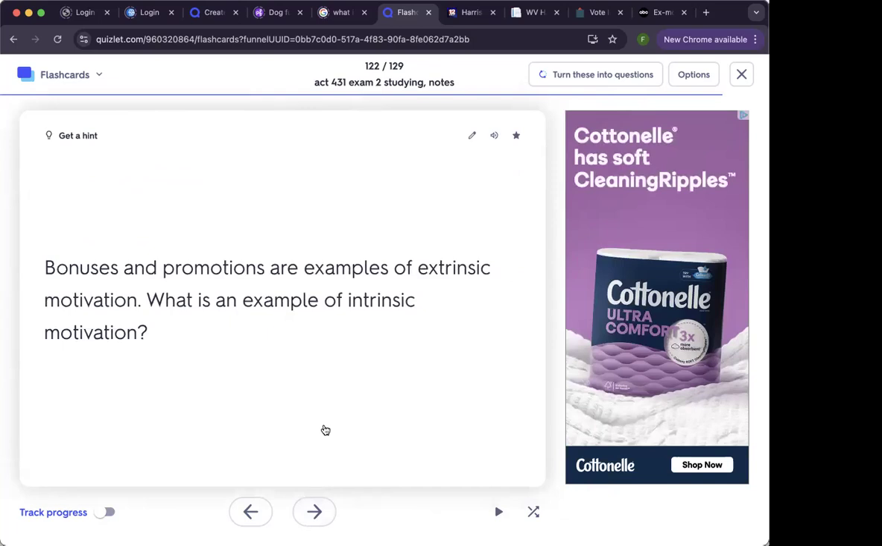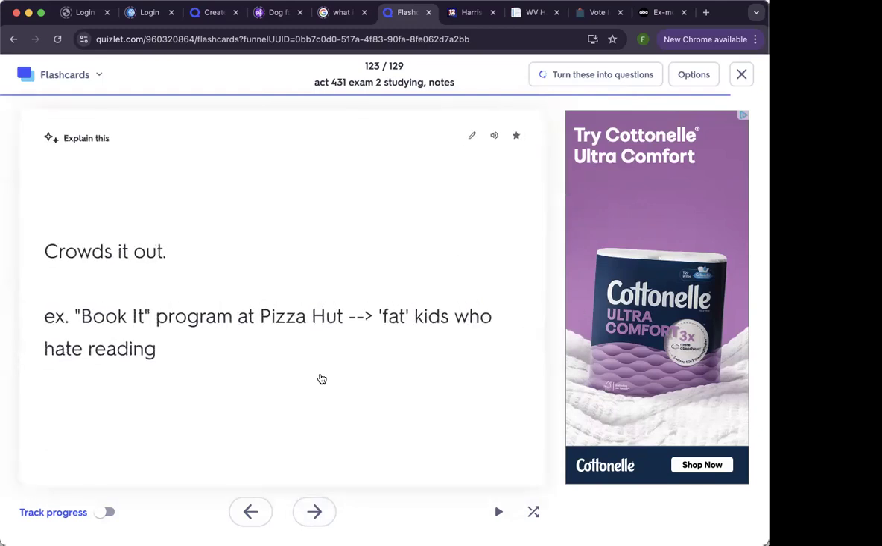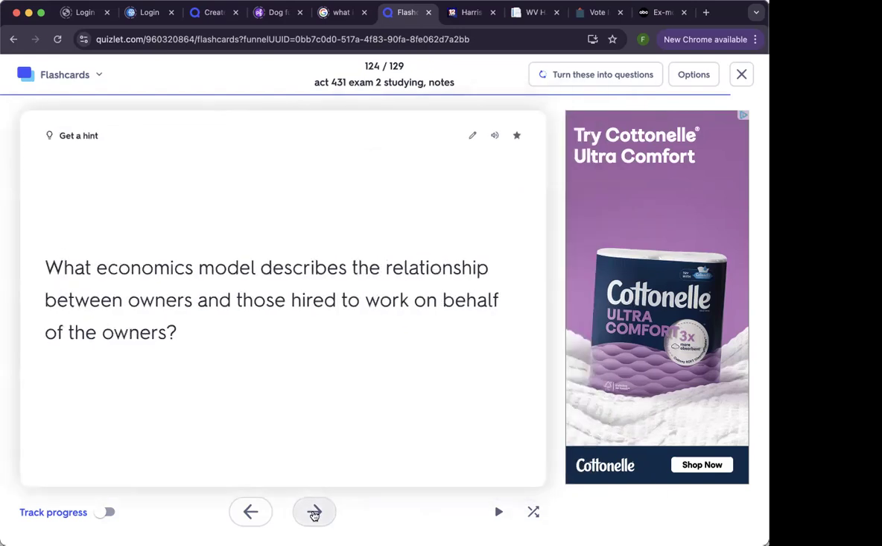Bonuses and promotions are examples of extrinsic motivation. What's an example of intrinsic motivation? Happy, touchy-feely desire to do well, to do your best. Extrinsic motivations do what to intrinsic? Crowds it out. And this is what I was talking about earlier, the Book It program at Pizza Hut.